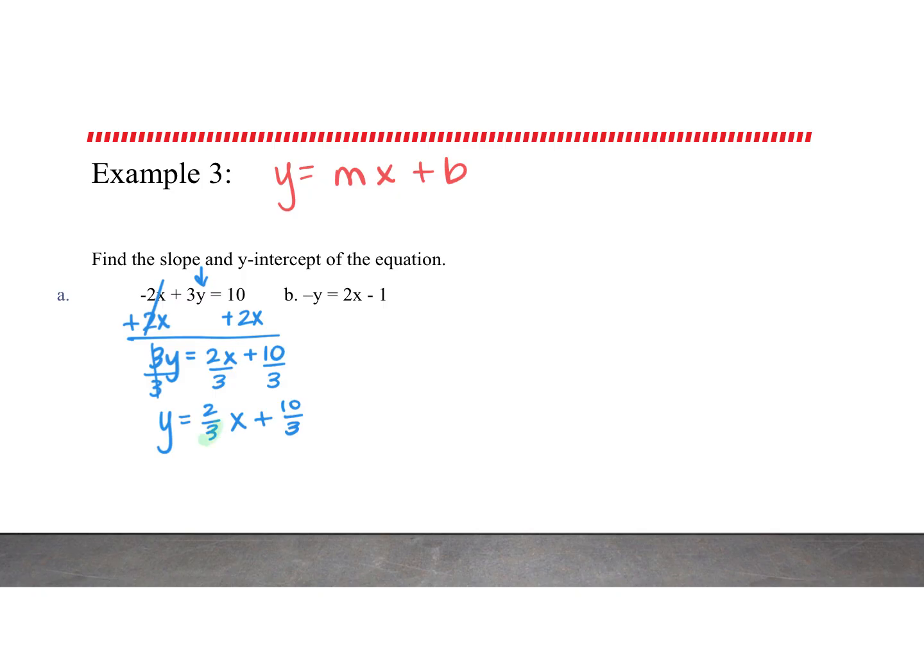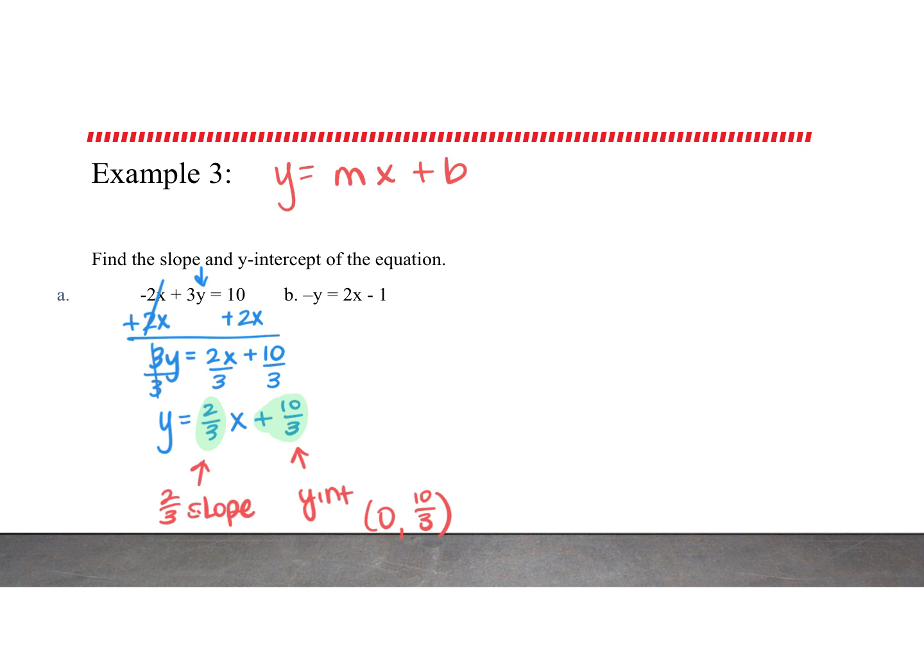And there we go. We've got both of our pieces here, the number piece connected to the x and the piece that's not connected to the variable. So let's define both of those. That 2/3 is our slope. Notice when I pull it off, I don't take the x with it. It's just the number there. So 2/3 is our slope, and that positive 10/3 is our y-intercept. So again, we write that as an ordered pair, (0, 10/3).